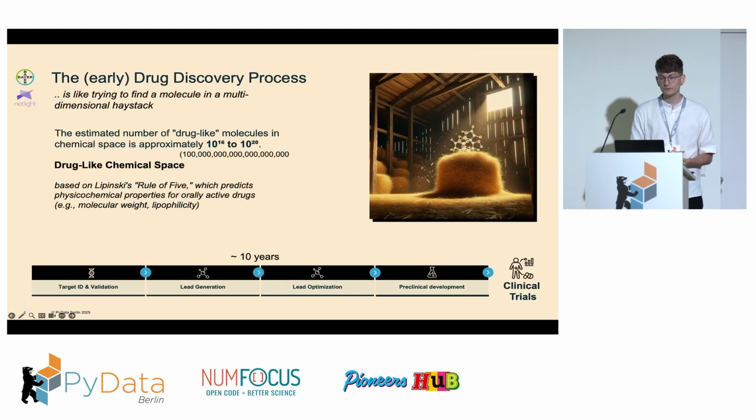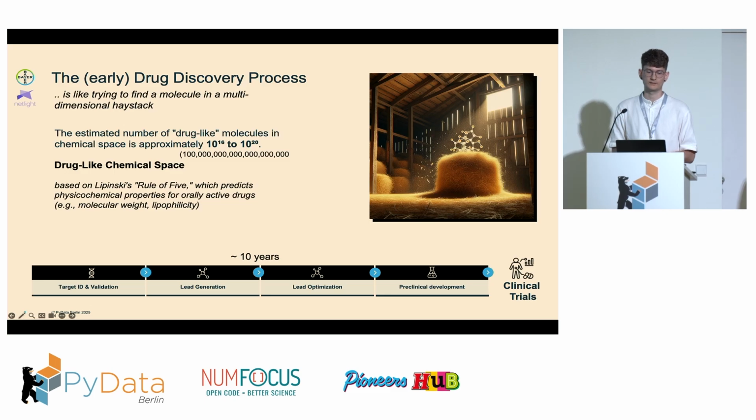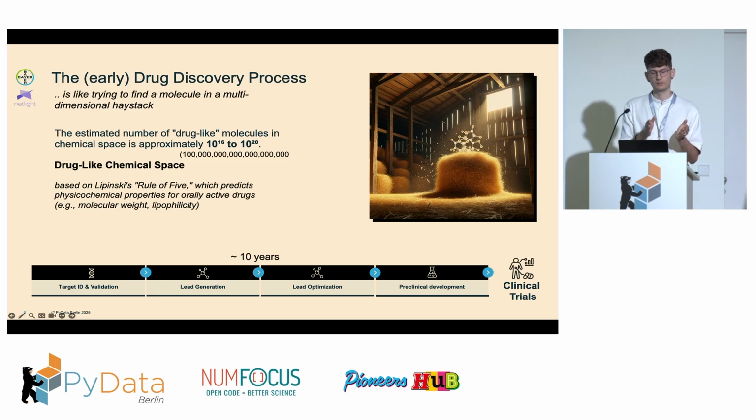Let's dive right in. The early drug discovery process you can see here is like trying to find a needle in a multi-dimensional haystack. To give you a feeling of how big this haystack is, we're looking at 10 to the power of 16 to 10 to the power of 20 possible molecules that you can explore. That is based on how many molecules humans could consume orally, and that are dissolvable in fat. That explains why the timeline from target identification and validation to clinical trials to time to market can be up to 10 years.